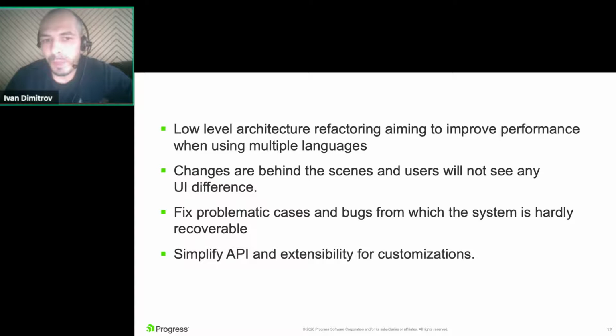One of the main things that we tried to accomplish is to handle the problematic cases and fix some bugs from which the system was hardly recoverable. For example, some scenarios where we, one way or another, allowed manipulating the system, and then it was in a not good state. So we tried to handle these cases and also simplify some APIs and extensibility points to be more clear when you work with the API.